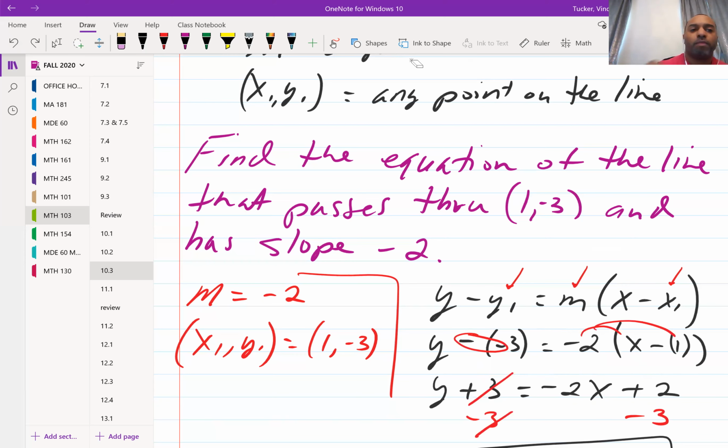There we go. So if you plug in -3 for y1, -2 for m, and then +1 for x1, it'll look like that.